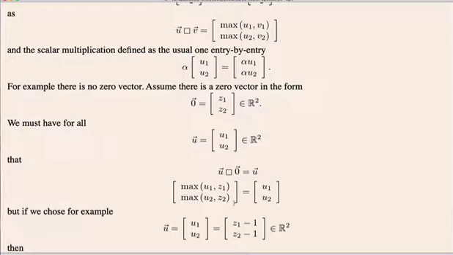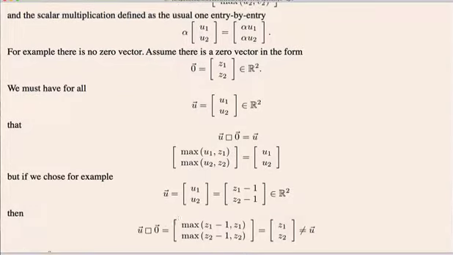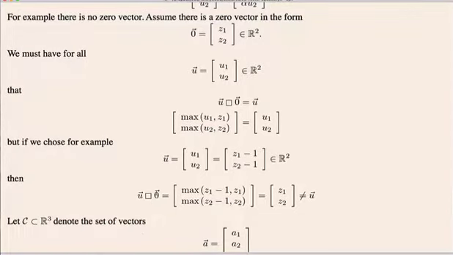So it's impossible to have this sometimes. For example, if you choose u, assume that the 0 vector exists with z1 and z2. If you choose u to be the vector with z1 minus 1 and z2 minus 1 components, then if you take this plus box operation, this is supposed to be the maximum of z1 minus 1, z1, and the maximum of z2 minus 1, z2.